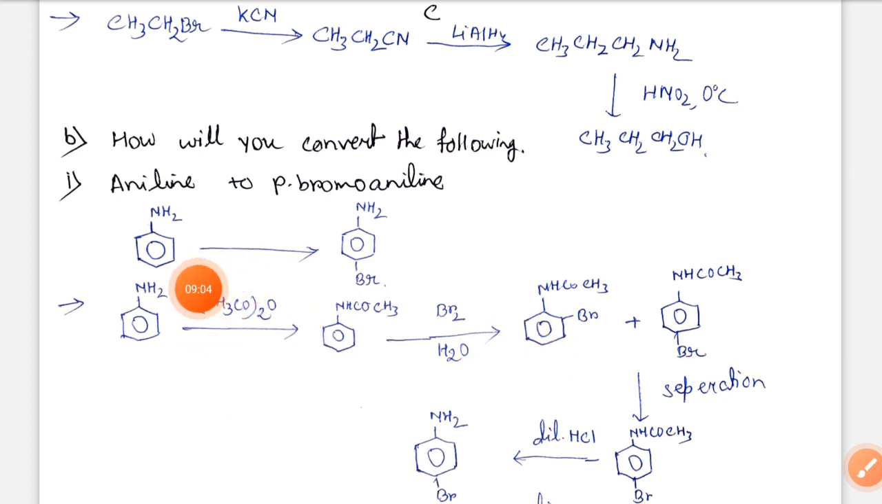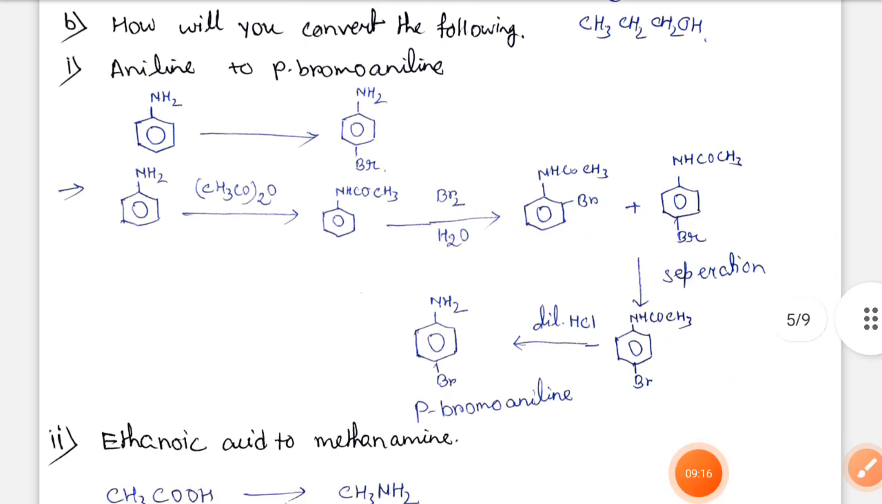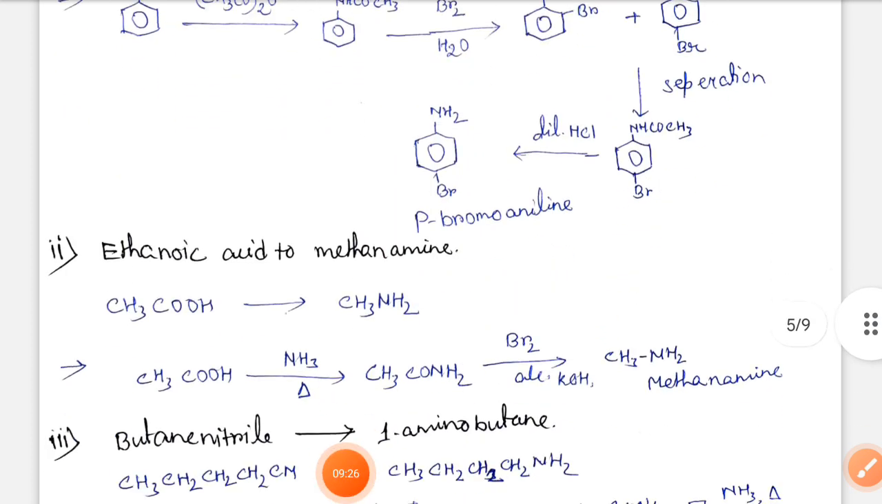But if at first we acylate the NH2 group, we get the acetanilide form, and then if bromine water is given, ortho and para both are formed, but we get separation, and the para product is separated out, and then if we add dilute HCl, parabromoaniline is formed. Okay. Next, ethanoic acid to methanamine.